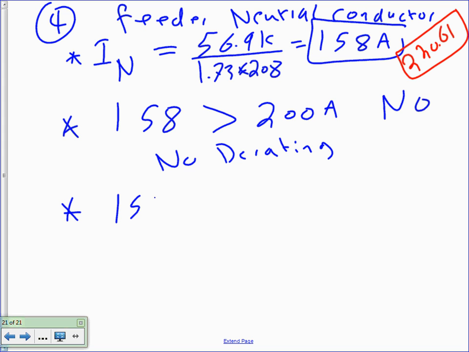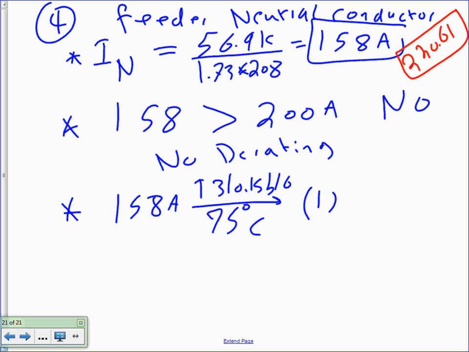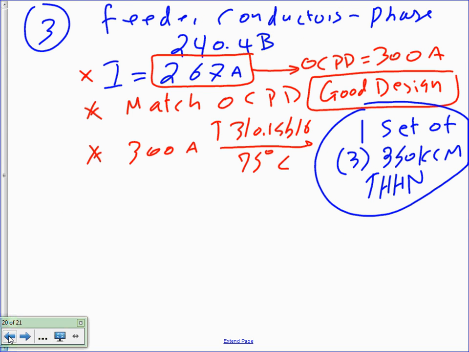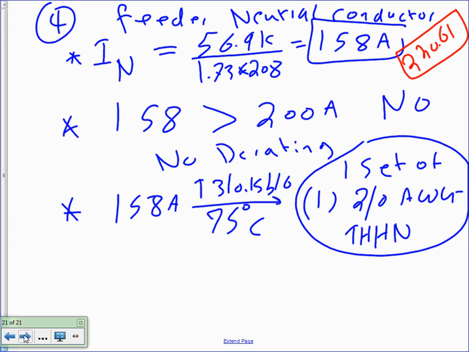So 158 amps. Go to table 310.15(B)(16), 75-degree column. One set of one conductor, 2 AWG. What insulation? THHN. Done deal. So what was the phase? The phase was 350 and the neutral was 2 AWG.